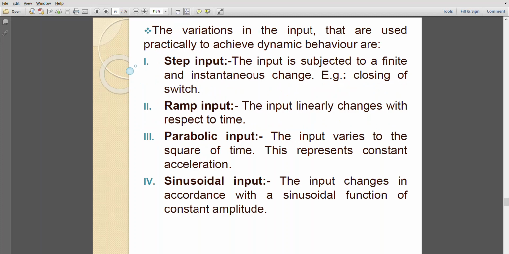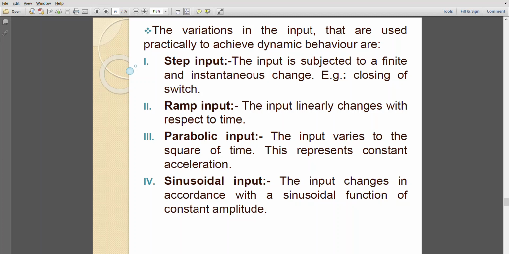And what are the different inputs? The variations in input that are used practically to achieve dynamic behavior: step input, where the input is subjected to a finite and instantaneous change. If you know a square pulse, one such pulse makes the step input. Ramp input, where the input linearly changes with respect to time. Parabolic input varies as the square of the time.